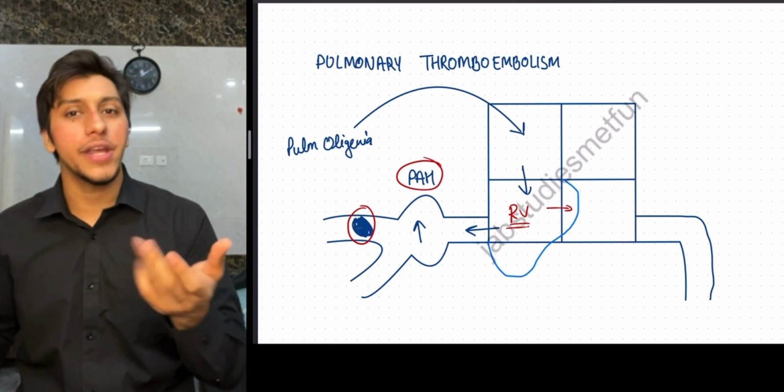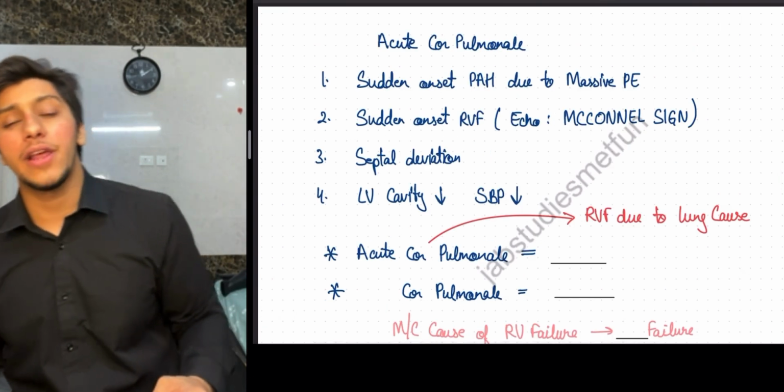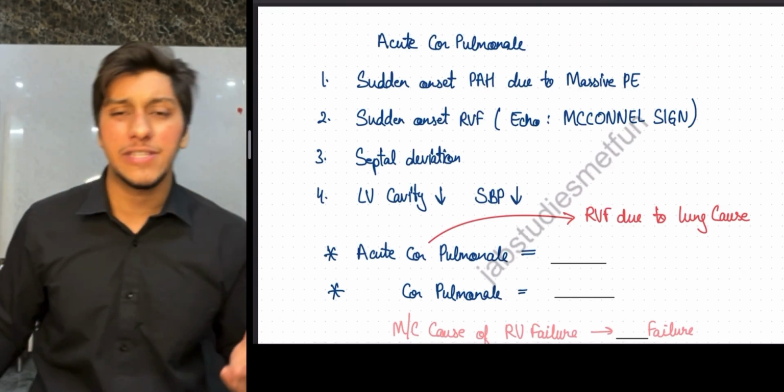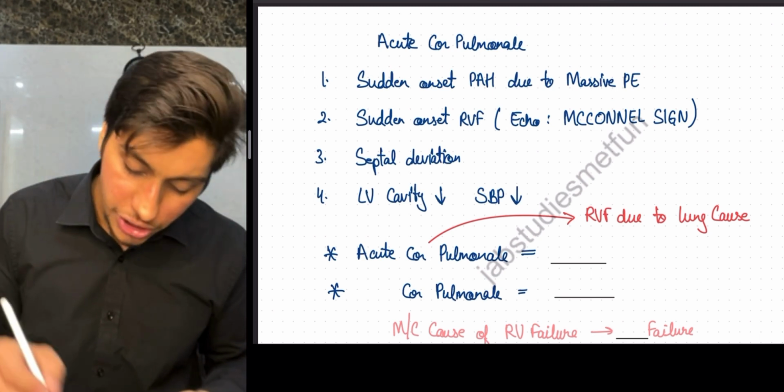Let us talk about it in a written diagram. As I said, this is acute cor pulmonale, which basically means right-sided heart failure. Sudden onset of pulmonary artery hypertension due to massive pulmonary embolism.